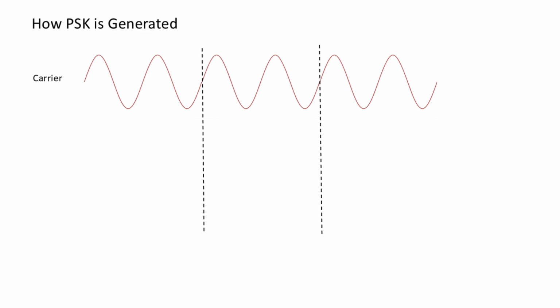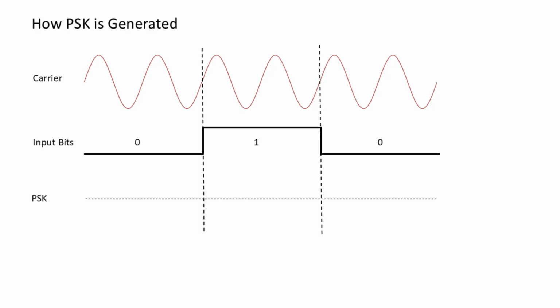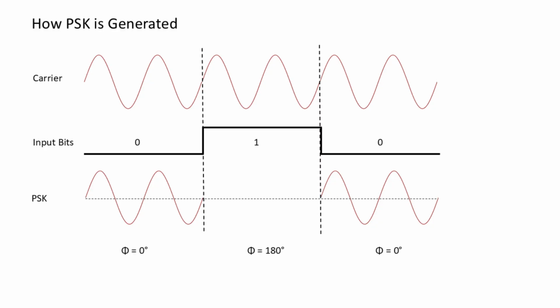We start with a sinusoidal carrier signal, and the input message is a stream of binary bits consisting of 0s and 1s. In PSK, each bit is represented by a specific phase state of the carrier signal. When the bit is 0, the carrier phase remains unchanged at 0 degrees. When the bit is 1, the phase is shifted by 180 degrees, creating a distinct signal state.